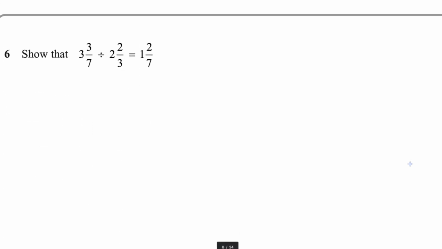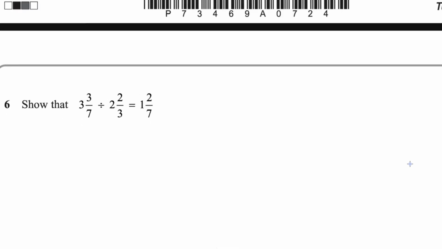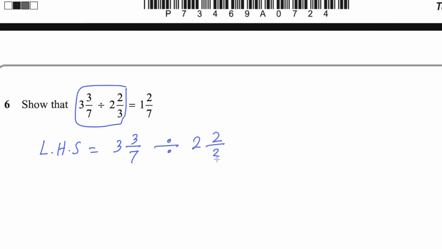Question number 6. It's very simple. Mixed numbers are given here. Show that this answer is equal to that answer. So consider your left hand side. It is equal to 3 whole 3 over 7 divided by 2 whole 2 over 3. Convert this mixed number into improper fraction. 7 multiplied 3 is 21. We add 3. 21 plus 3 is 24 over 7. Then divided by, convert this mixed number into improper fraction.